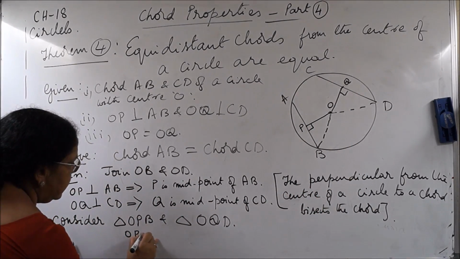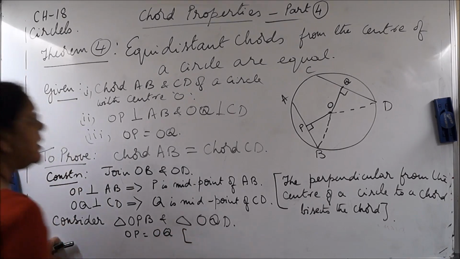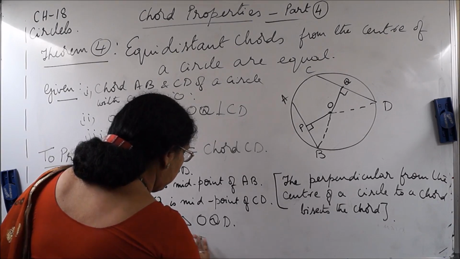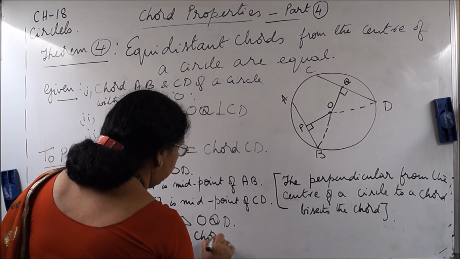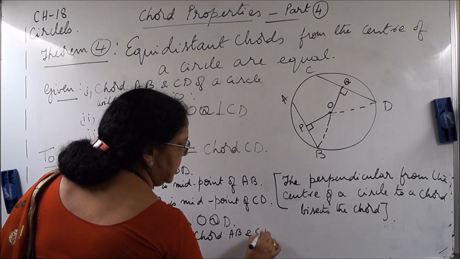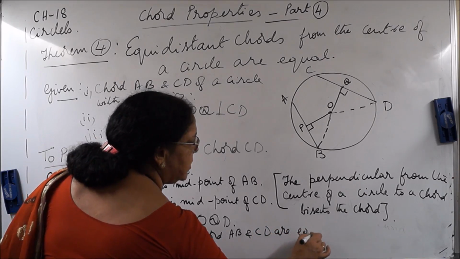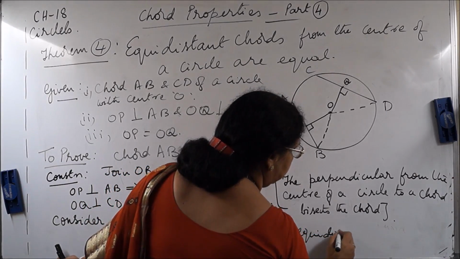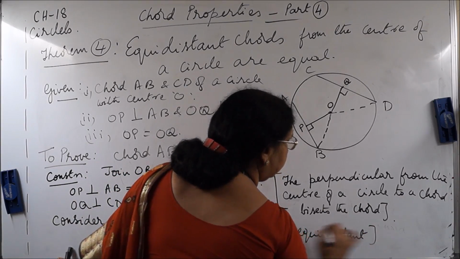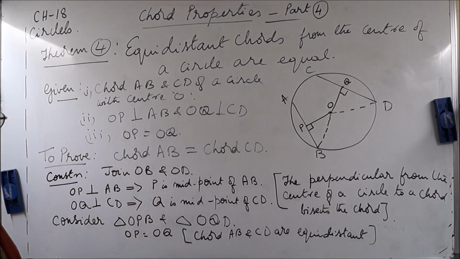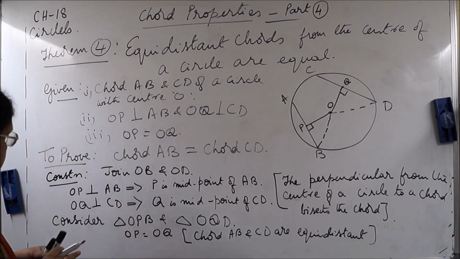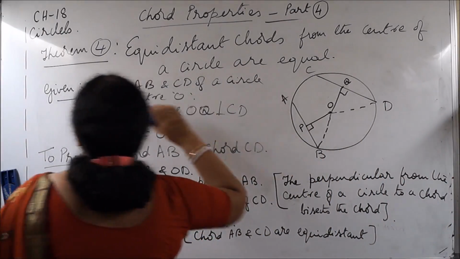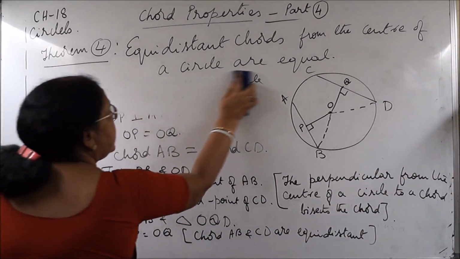In these two triangles we know that they are equidistant, that means OP is equal to OQ. What is the reason? Equidistant chords given, or we can say chords AB and CD are equidistant. That is what is already given to us, equidistant from the center of the circle. Now the next thing we already know is that OB is equal to OD, that is the radii of the circle.